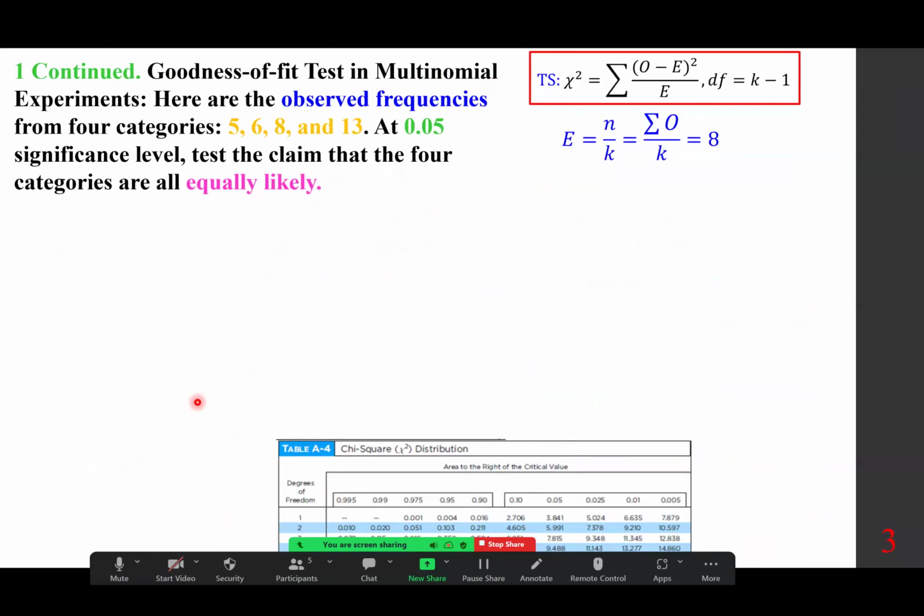So we are looking at the same question, and we are going to continue by working things out. The formulas: test statistic chi-squared is the summation of (O minus E) quantity squared over E. Degrees of freedom is k, the number of categories, minus 1. And E, the formula is n over k, or summation of O over k, and we have calculated it to be 8.